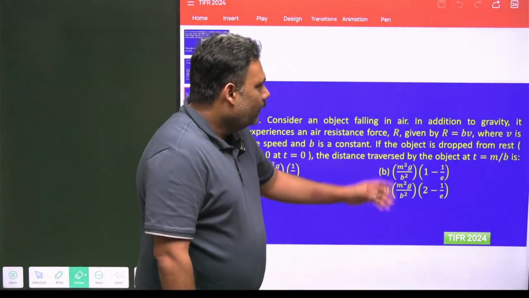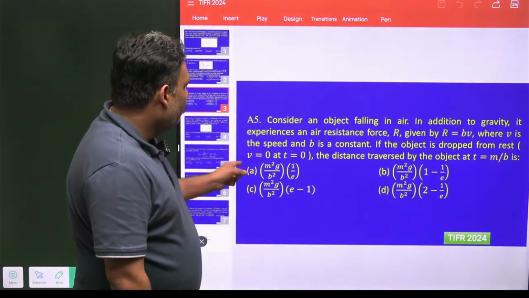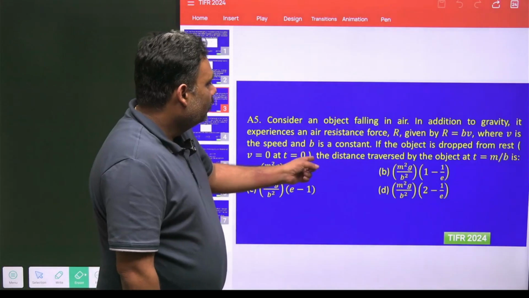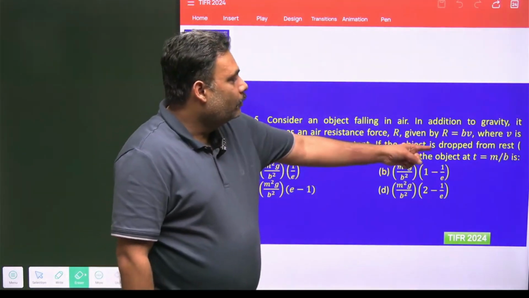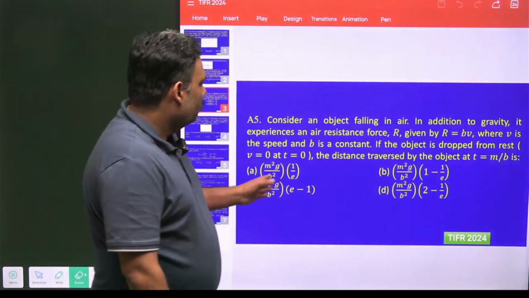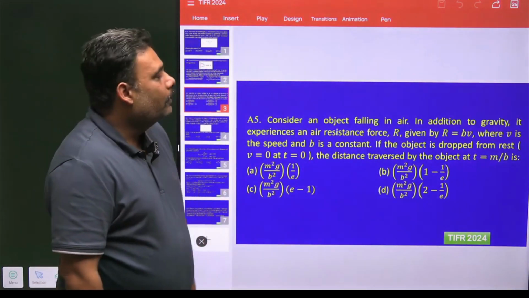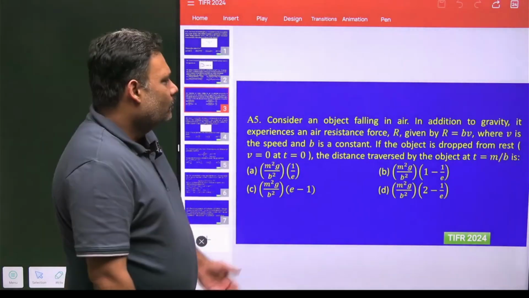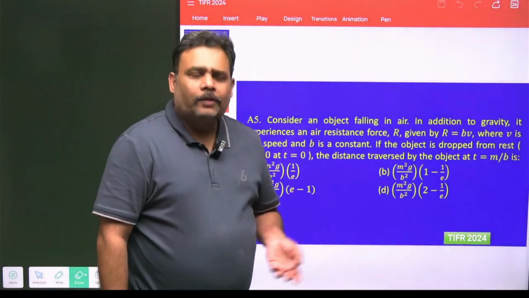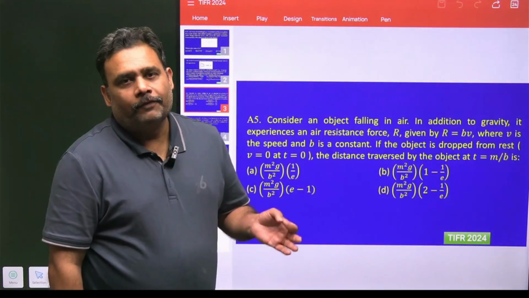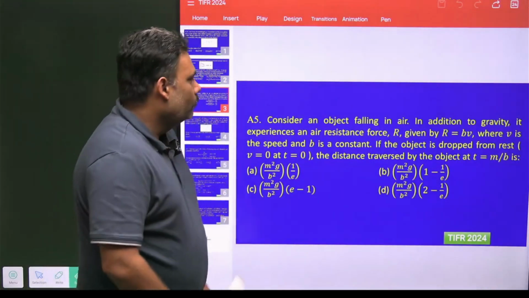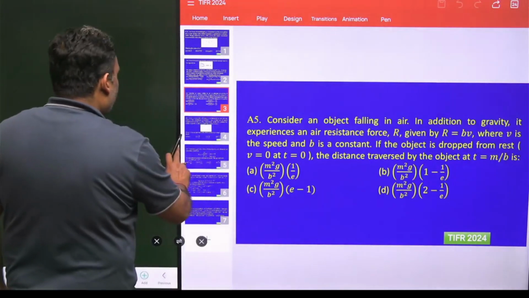It is given that the object is dropped from rest, v is equal to 0 at t is equal to 0. The distance traveled by the object at the time t is equal to m by b. So we have to find that particular distance at this particular time. This is a very simple, straightforward question. The only thing is how you are going to solve the first order differential equation. So let us try to do this problem step by step.